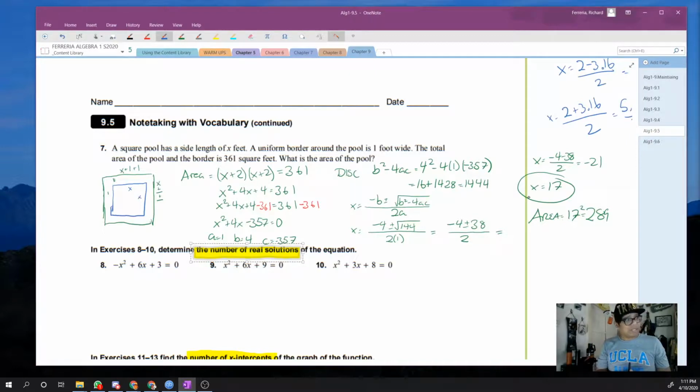Questions 8 through 10 say to find the number of solutions, and I get happy when I read that number of solutions, because all they really want to know is what's the discriminant and what can you tell based on the discriminant.